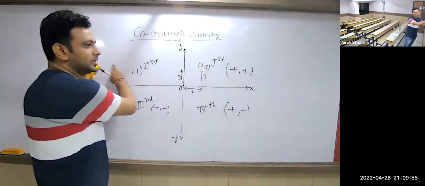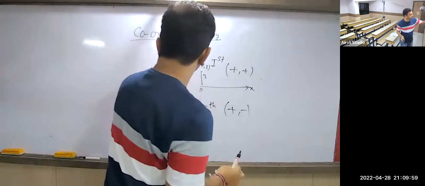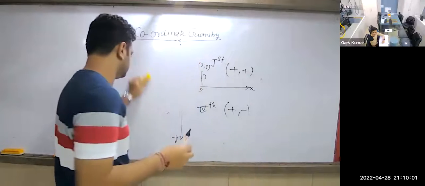So the first, x coordinate is called the abscissa and the y coordinate is called the ordinate. Okay.